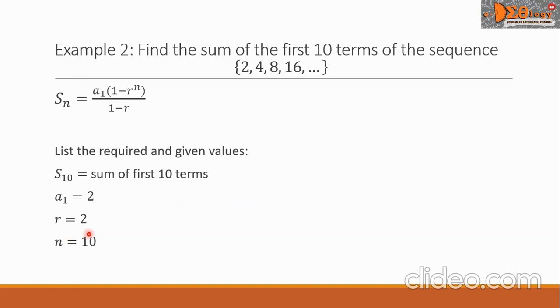Now, let us begin with our solution for S sub 10. And using our formula here, let us substitute the values. So we have a sub 1 is now 2. And take note, the r, or the common ratio, is used twice. One in here, also in here. So we have 2 times the quantity 1 minus 2 raised to 10, all over 1 minus 2.